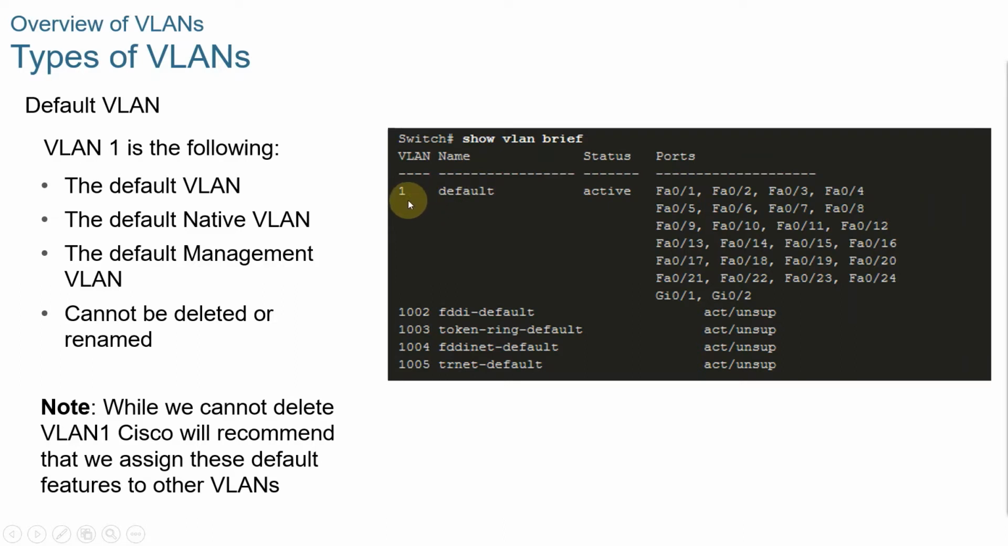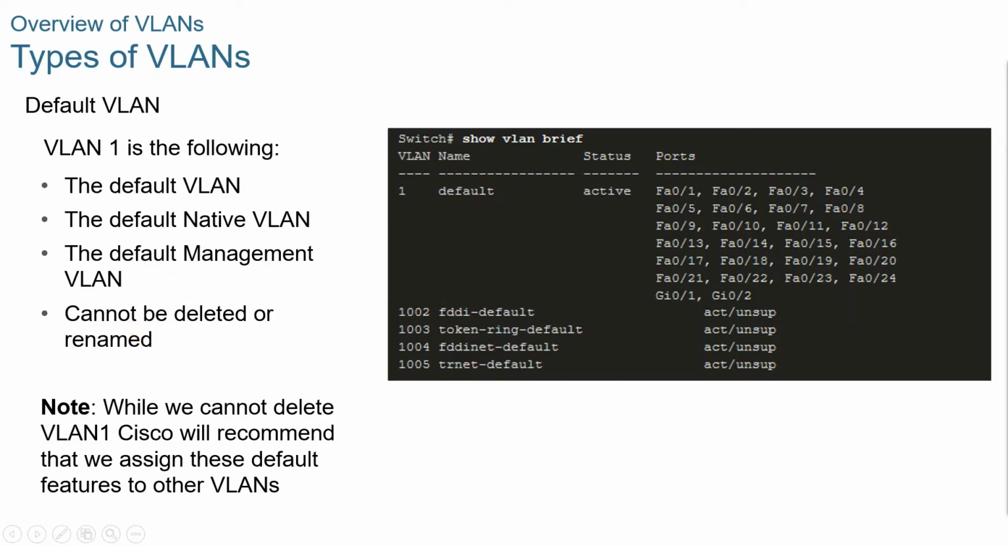Now what are the important facts to remember about VLAN 1? That includes the following. First, all ports are assigned to VLAN 1 by default, as shown here. The native VLAN is VLAN 1 by default also. The management VLAN is VLAN 1 also by default. And VLAN 1 cannot be renamed or deleted.